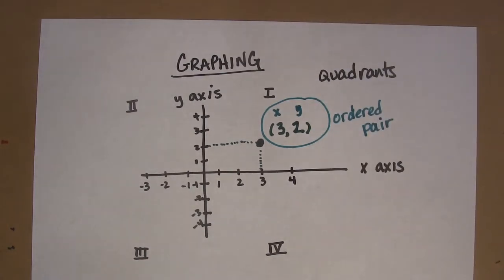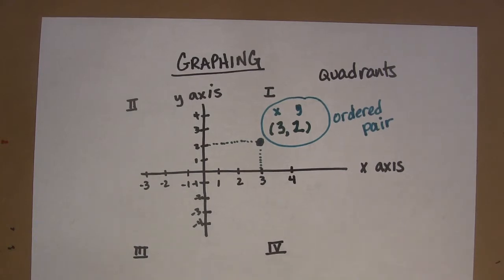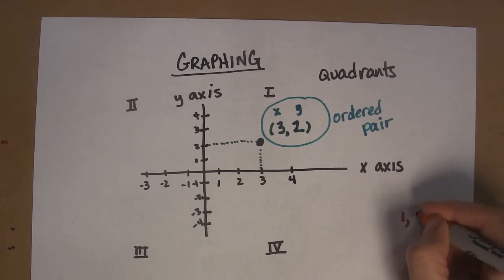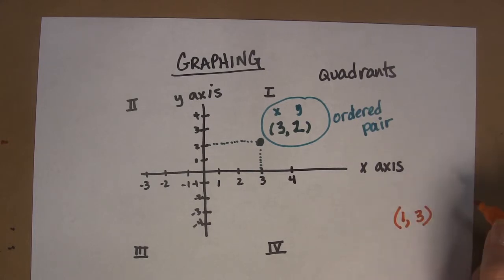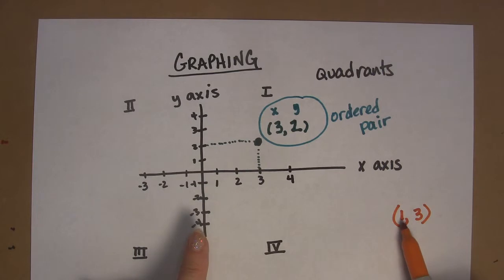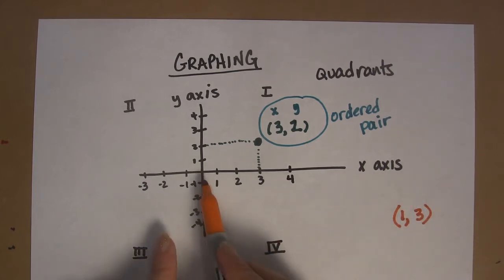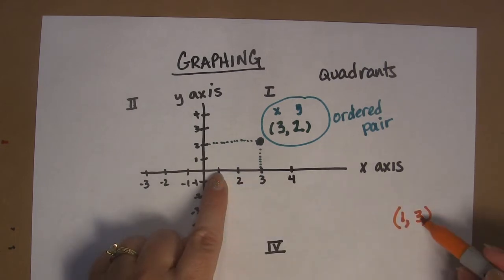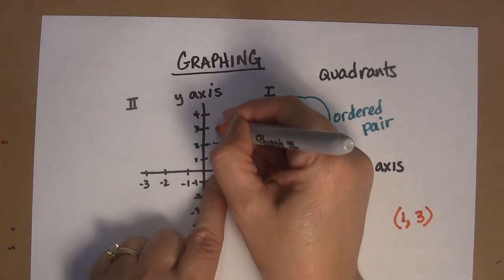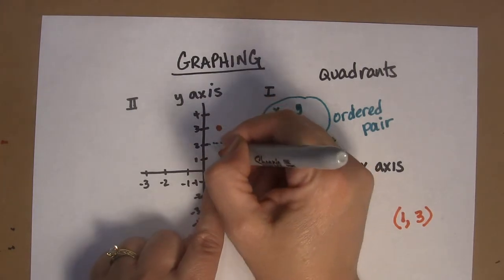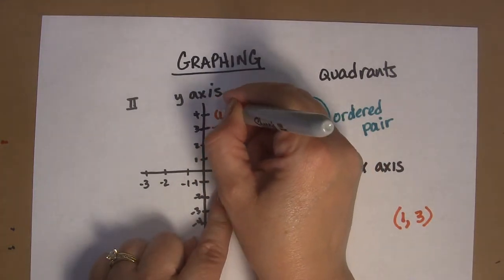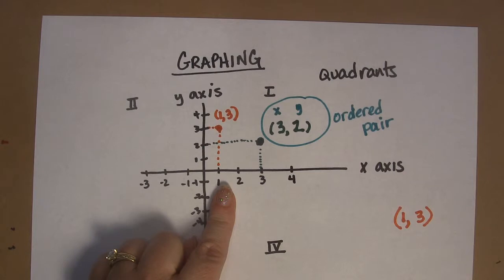Let's do another example. Let's say that I wanted to plot the point 1, 3. How would I do that? Well, the first number is the x-axis. So on my x-axis, which goes this way, I go to 1. And then this is my y-axis, which is a 3. So my point is right there. 1, 3. And that is that ordered pair.